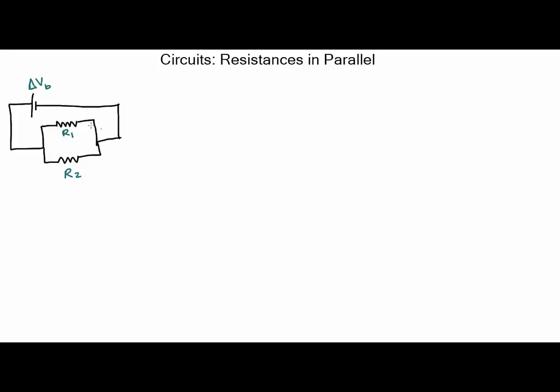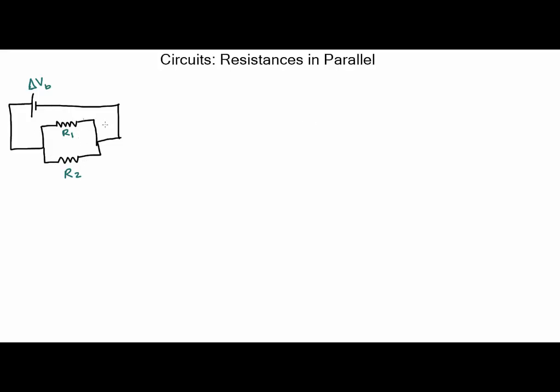First, we recognize parallel resistances by one important fact, and that is that the ends of the resistances are connected together. So what we mean by that is there's an ideal wire that goes from the left end of R1 to the left end of R2, and another ideal wire that goes from the right end of R1 to the right end of R2, and so that's what makes it a parallel arrangement.